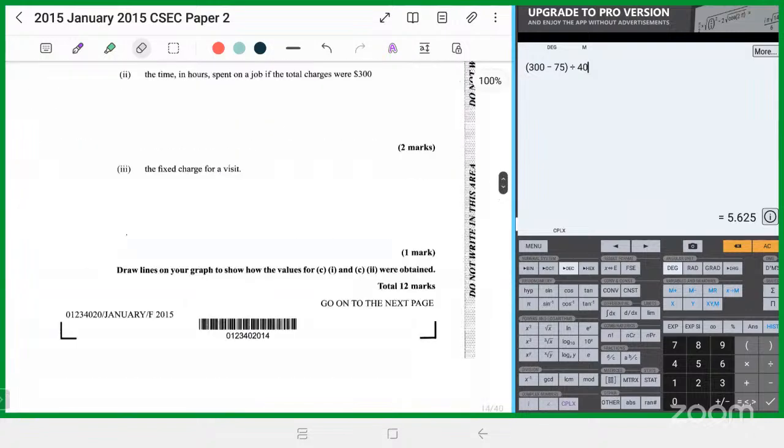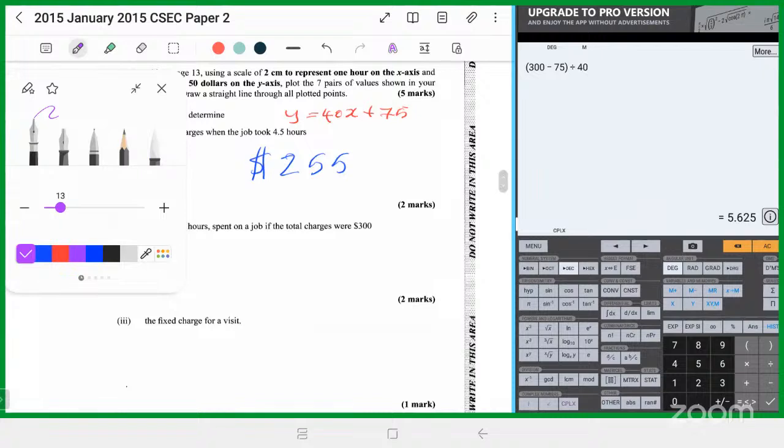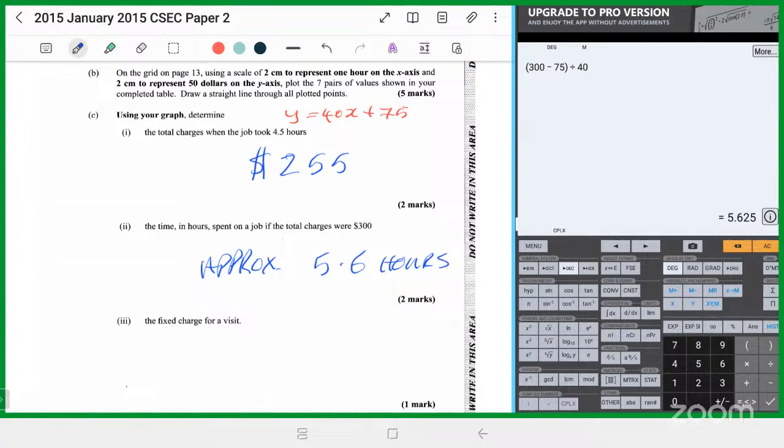Here, I'll maybe say approximately 5.6 hours. That's it. And then the fixed charge. Fixed charge is easy. That's when the time equals 0. That's when x equals 0. That's $75.